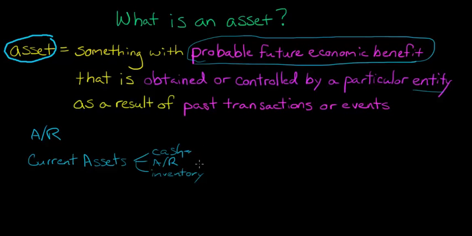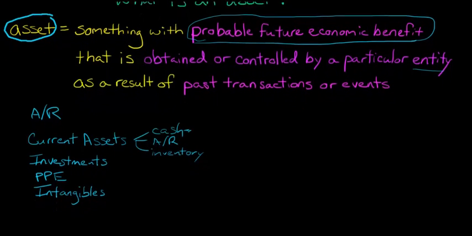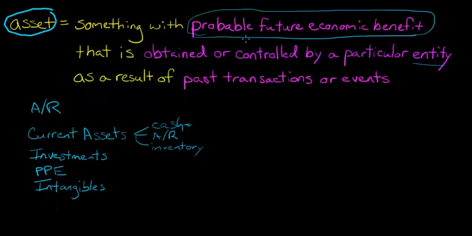So basically, these are liquid things relative to the other types of assets, which we have long-term investments, which won't necessarily be expected to turn into cash in the next year or so. We have property, plant, and equipment, buildings, trucks, vehicles that are used, machines possibly. So then we also have something called intangibles, trademarks, patents, things that you can't quite put your hand on and touch, but are assets. They have that probable future economic benefit nonetheless.